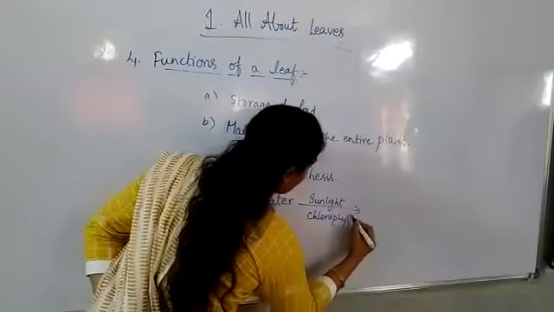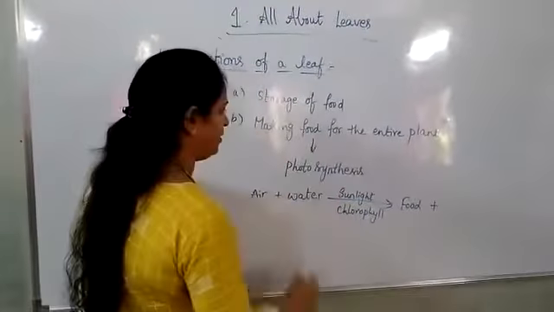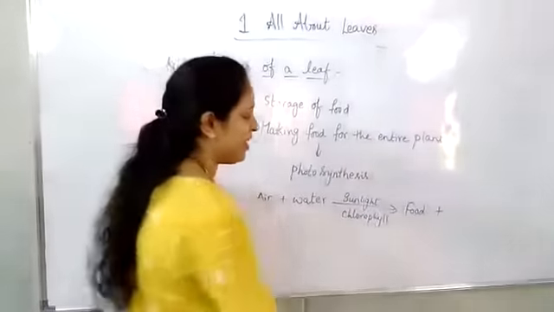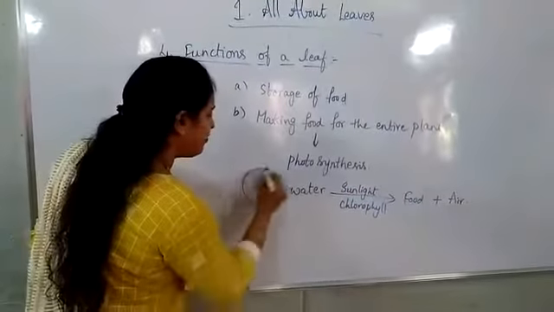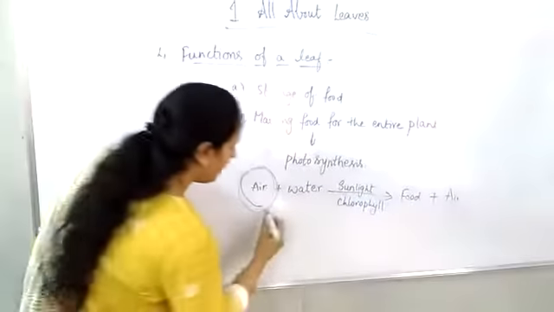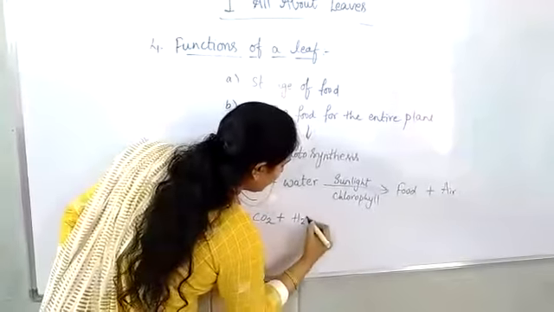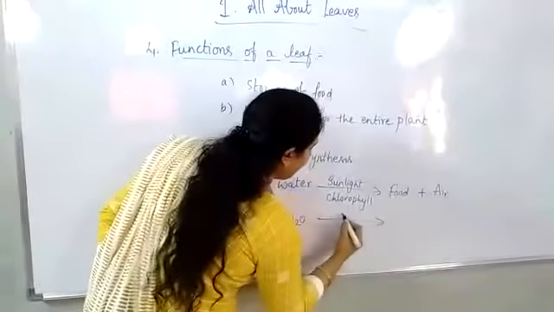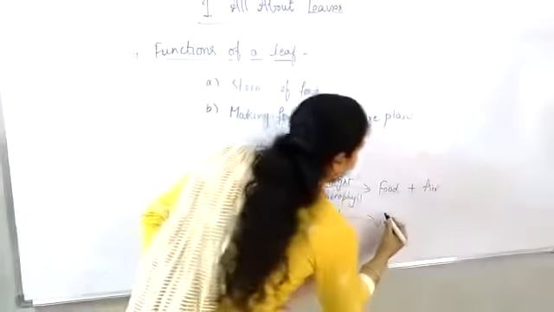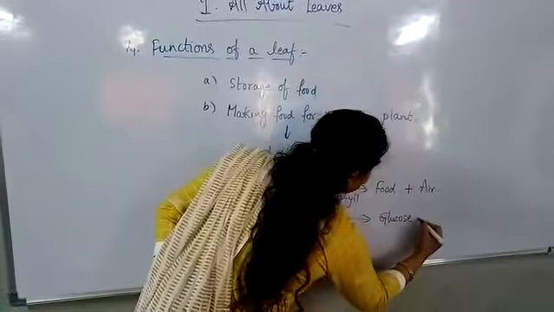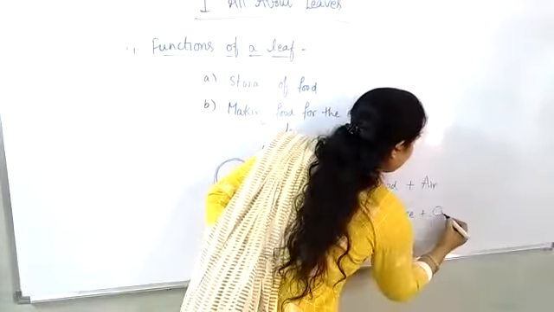I will explain what chlorophyll is. And here is the food. And at the time of the photosynthesis process, it releases air again. In the air, which type of gas does the plant use? A plant uses carbon dioxide to make the food. And water, the formula of water is H2O. In the presence of sunlight and chlorophyll, the plant makes the food. What is the food? Glucose. And again it releases some gas. What is the gas? Oxygen.